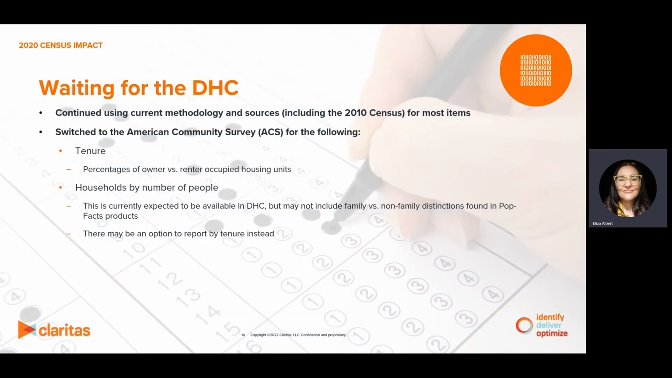All right, next, let's talk about what we're doing while we're waiting for the DHC. So Claritas continued using our current methodology and sources, including the 2010 census for most items. However, we switched to the American Community Survey, or ACS, for the following: tenure, specifically the percentage of owners versus renter-occupied housing units, and also households by number of people. Now, this is currently expected to be available in the DHC, but it may not include the family versus non-family distinctions currently found in our PopFacts products. However, there may be an option to report by tenure instead, so we will keep an eye on that.